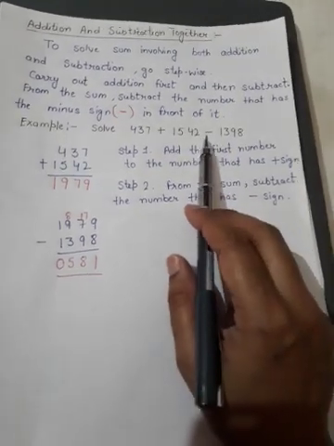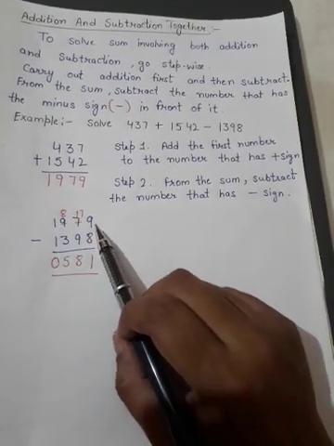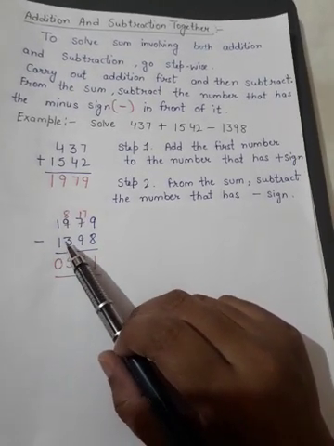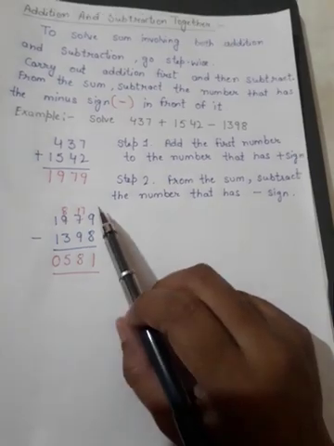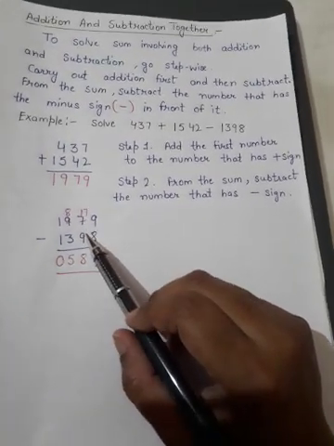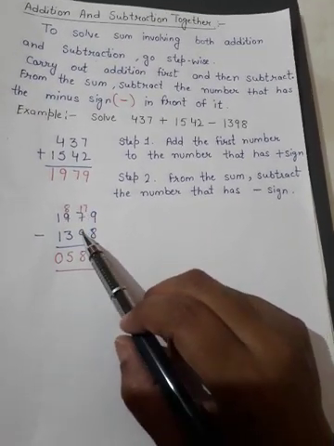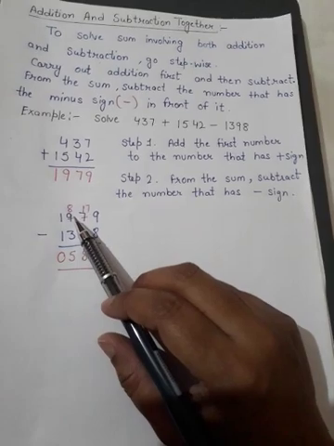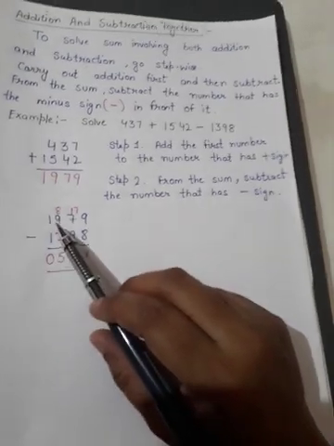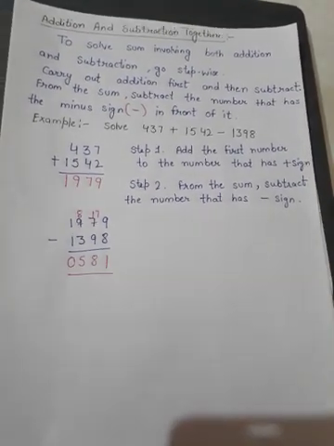So this number has the minus sign. From the sum, 1979, we will subtract 1398. Now start subtraction. 9 minus 8 is 1. 7 cannot subtract 9, so 7 will take a borrow from this 9. So now this is 17 minus 9 is 8. Here 8 is left, so 8 minus 3 is 5, and 1 minus 1 is 0, right? So the answer is 581.